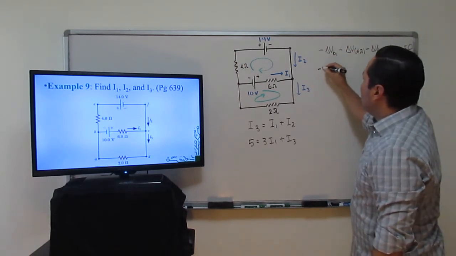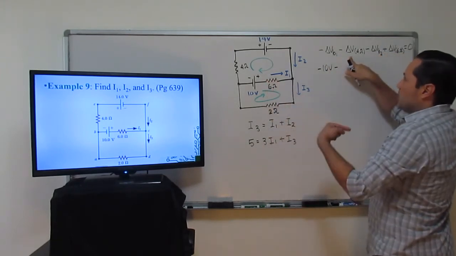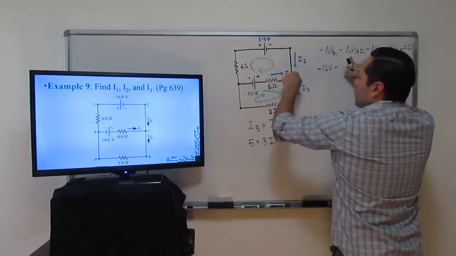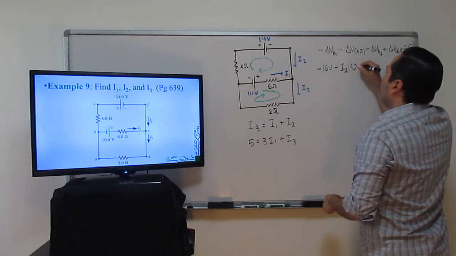Now let's plug in the values. For this one, it's going to be negative 10 volts minus the potential difference, which is current times resistance. The current here for the top loop is I2, so I2 multiplied by 4 ohms.